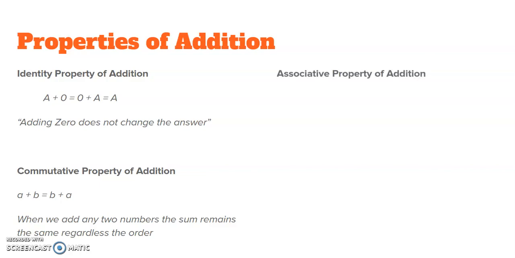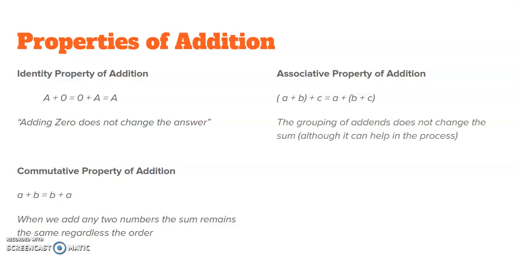The associative property of addition. When you think of associative, we have the root associate, so we think about groupings. A plus B added together first, then we add C, is the same as if we add B plus C first, and then add A to the sum of B plus C. The grouping of the addends does not change the sum. But, as we'll see later, it can help simplify the process of addition.